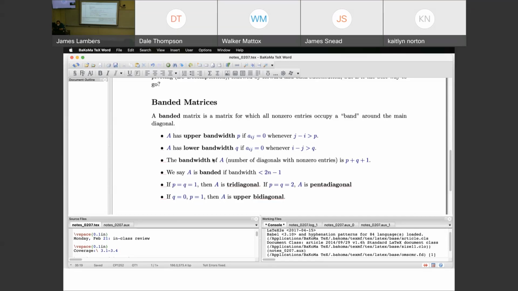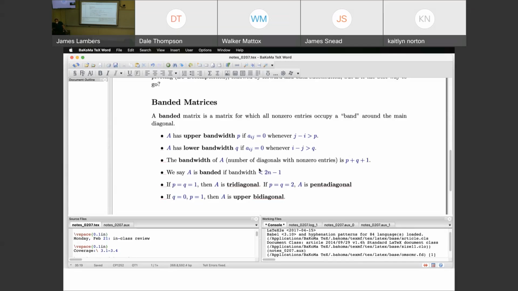So then the total bandwidth is the upper bandwidth plus the lower bandwidth, plus 1 to account for the main diagonal. If the bandwidth is less than the maximum possible bandwidth, which is 2n minus 1, then we can say that the matrix is banded.